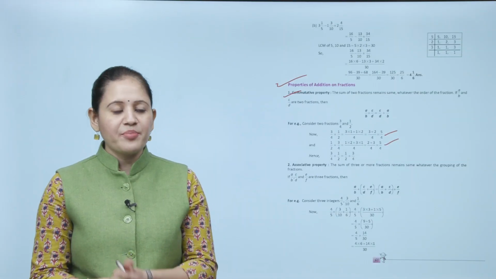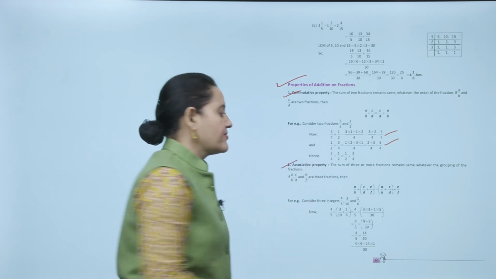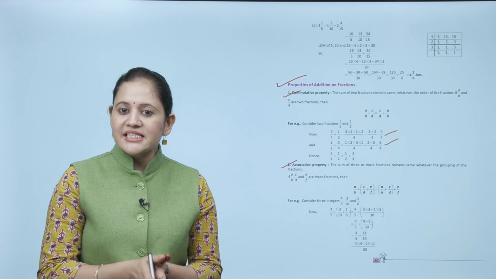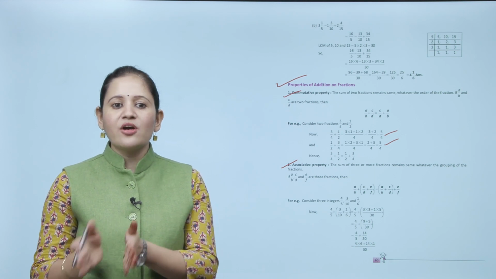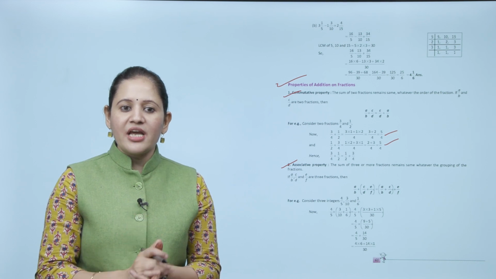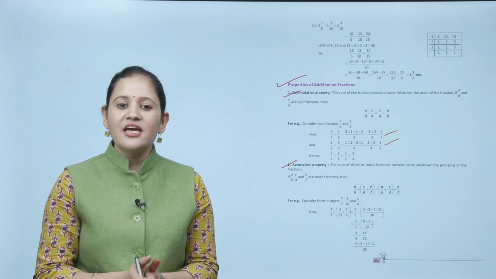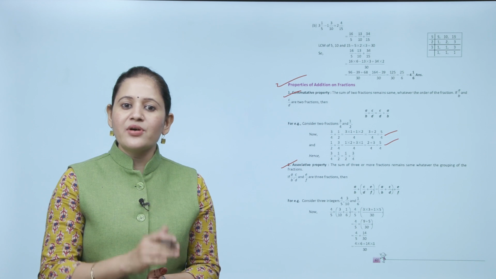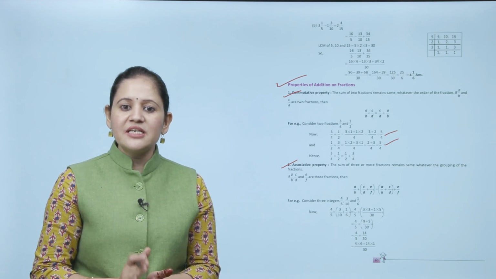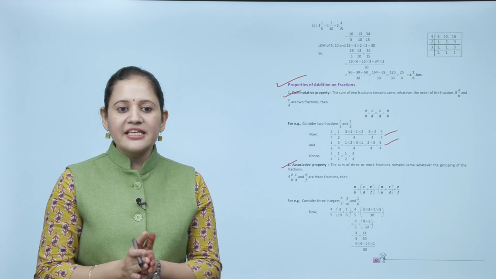Next is associative property. The sum of 3 or more fractions remains the same whatever the grouping of the fractions. If a upon b, c upon d and e upon f are three fractions, then a upon b plus c upon d plus e upon f is equal to a upon b plus c upon d plus e upon f with a different grouping. Take an example.